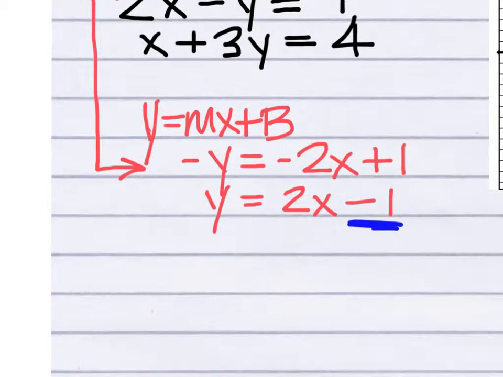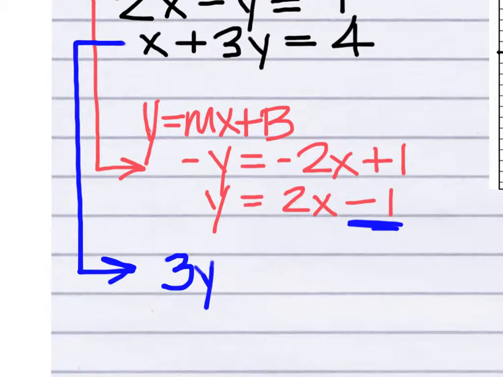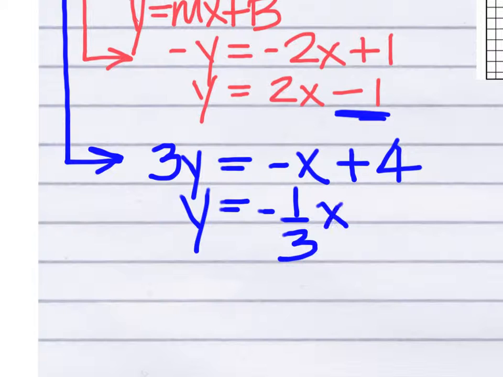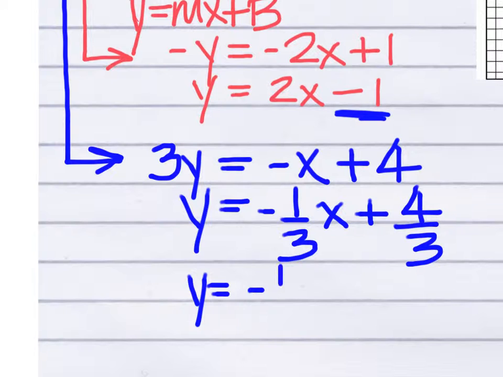So for the second equation, we'll switch to blue, and we're going to come down here. We want the y by itself. Keep the 3y on the left, move the x to the right, make it negative x, and keep the plus 4. To get y entirely by itself, you must divide everything by 3. So y equals negative 1/3 x plus 4 over 3. 4 over 3 is the same thing as 1 1/3. You need to know that so you can go find the y-intercept.